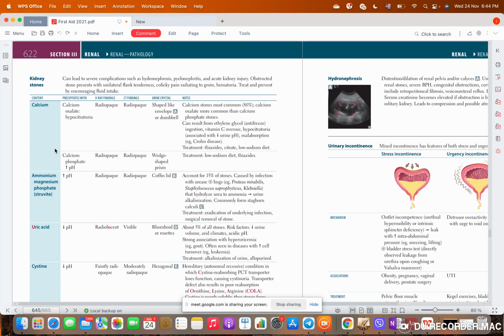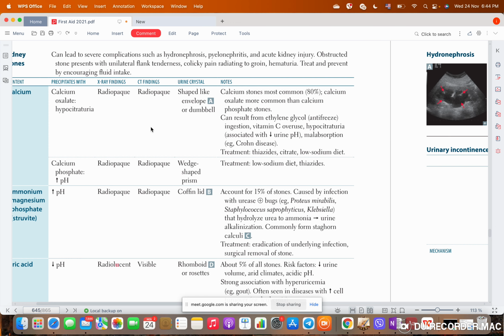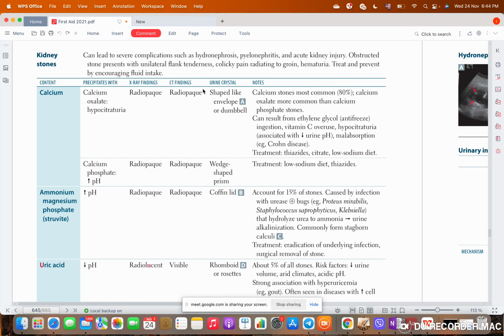What do you see in histology? Not histology actually, yeah, you see envelope and a dumbbell. Yes, I'm asking which type of crystal do you see in the urine? It's, yeah, envelope and a dumbbell. Okay, so how do you treat it? Thiazide, citrate, and low sodium diet.